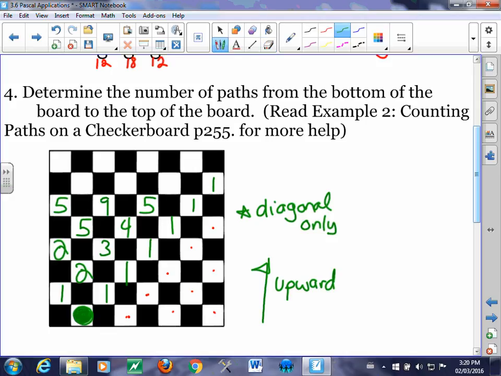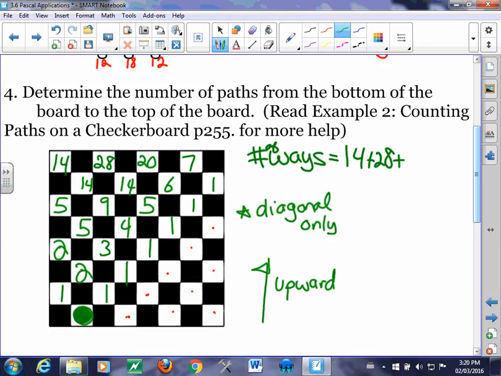Okay, now 5 and 9 are 14. Okay, we only have 6 ways here. Okay, and last one. It's 14 ways to get to that one, 28 to get to that one, 20 for the end here, and 7 possible ways to get there. So, total number of ways equals 14 plus 28 plus 20 plus 7, and that equals 69 different ways.